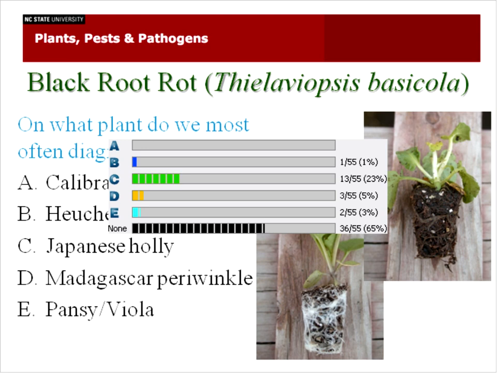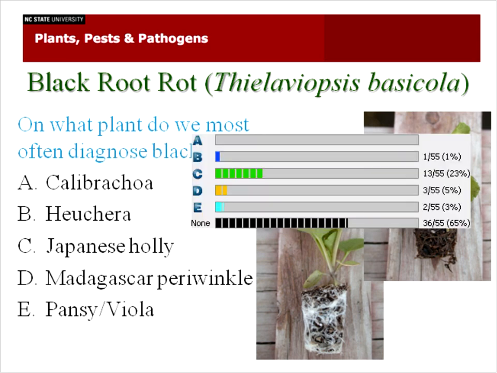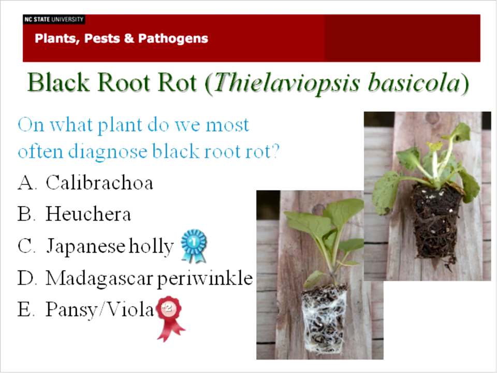All right. Okay, people are pretty on top of things here. In fact, the majority has it once again. We most often see black root rot on Japanese holly. In fact, we've seen it every month of the year. I don't mean this year, but over the course of the last several years, there's not been a month of the year that hasn't seen a diagnosis of black root rot on Japanese holly.